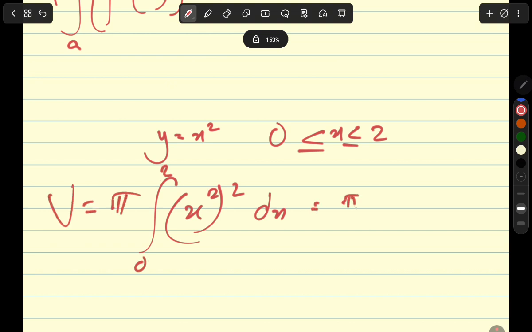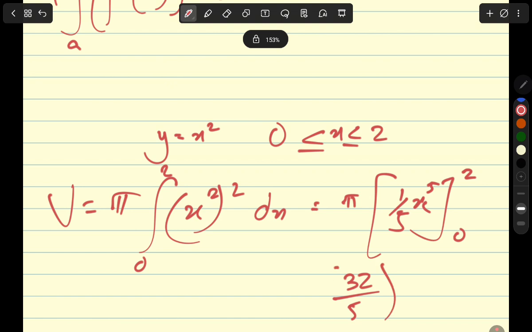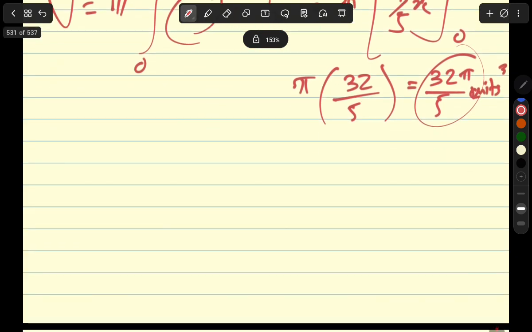Now this becomes pi, and this is 1 over 5 x to the 5, and then you put the limits from 0 to 2, so this becomes 32 over 5 minus 0 over 5, that is just 0. So this is the answer, 32 pi over 5 units cubed, or whatever, right? Units cubed, because this is volume.